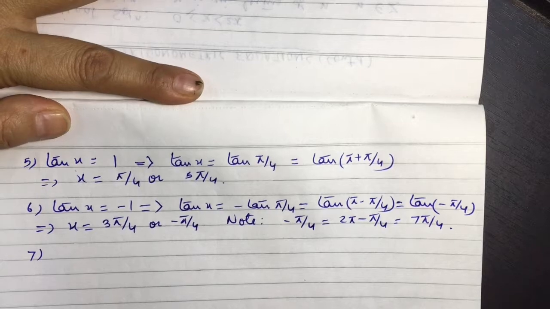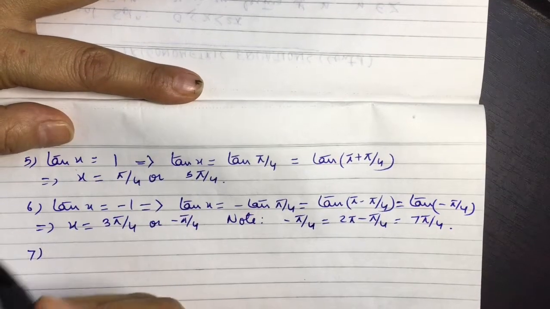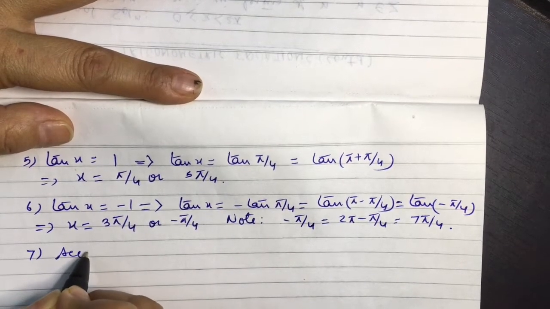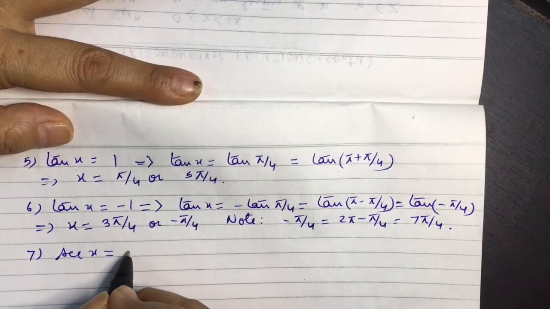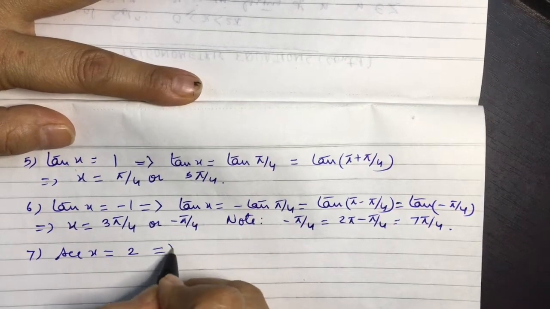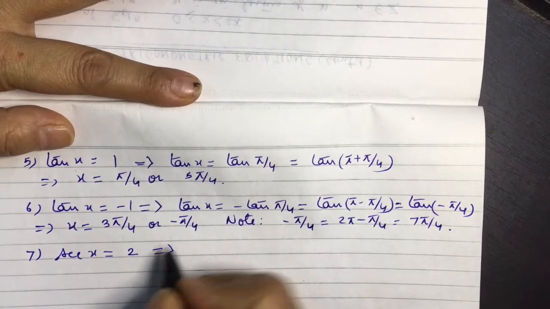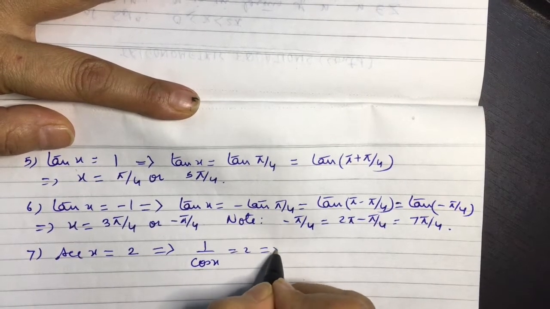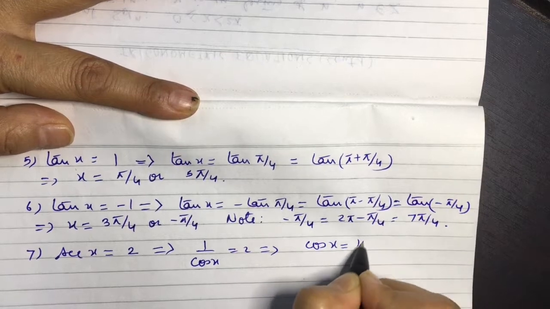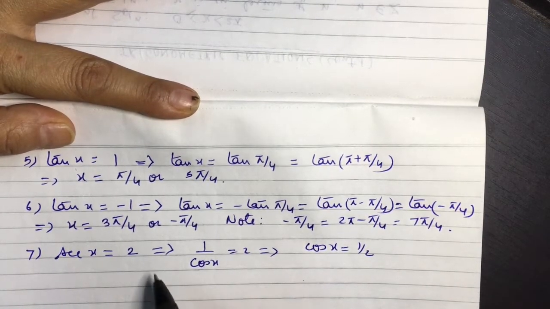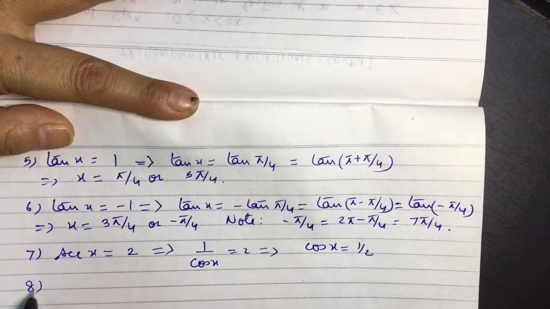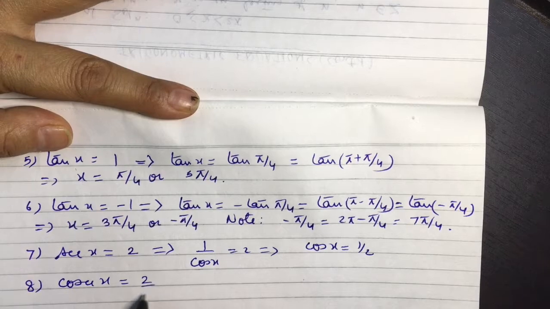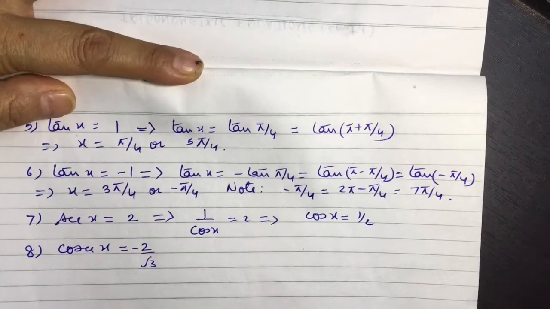Same way I can deal with sec and cot also, and then I can deal with cosec. So let me take up sec x equal to, let us say, 2. Either I work in sec only or I convert it to cos. So I write it as 1 upon cos x equal to 2, which gives us cos x equal to half, which can be dealt with in the same manner as before. Same way I can write for cosec x, suppose I have cosec x as 2 upon root 3, let me take a minus sign.